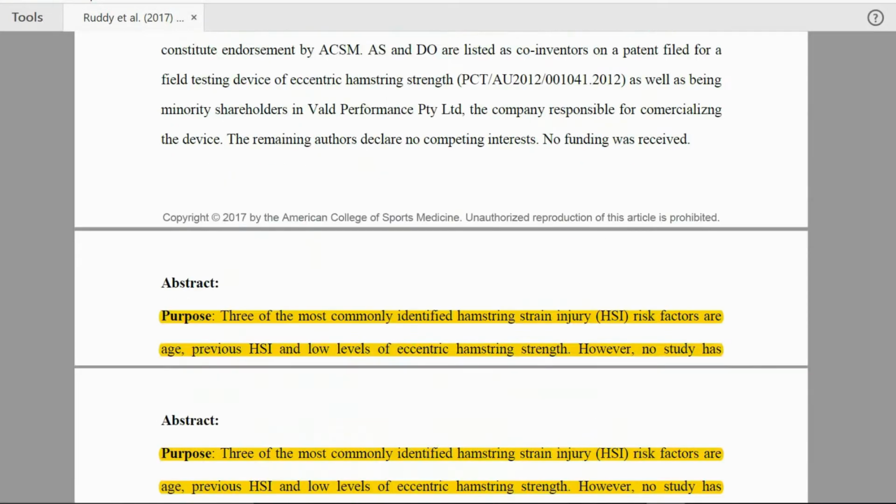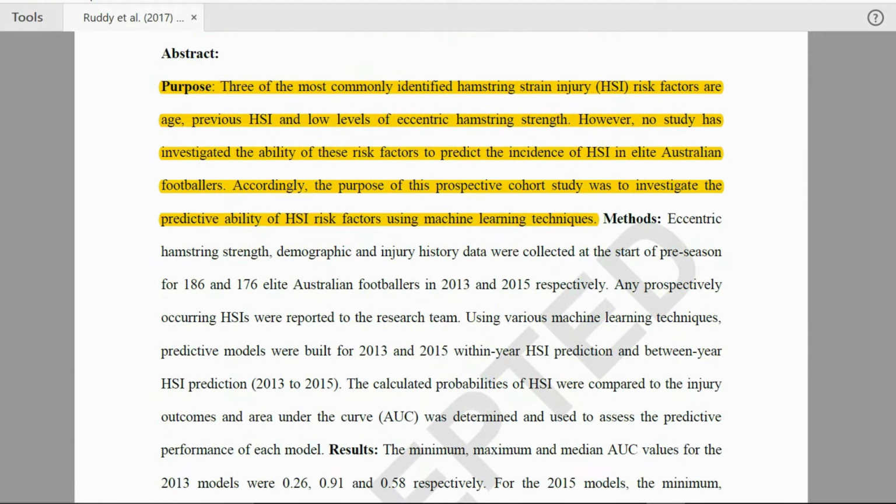So a lot of researchers have attempted to identify factors that increase or decrease the risk of hamstring injury. Some of the more commonly and consistently identified risk factors include increasing age, a history of hamstring injury, and low levels of eccentric hamstring strength. Now, despite all these factors being highly associated with the risk of injury at a group level, no research has actually investigated the ability of these risk factors to predict injury at the individual level, and accordingly this was the purpose of the current study.